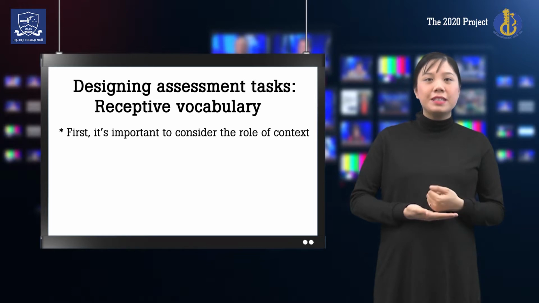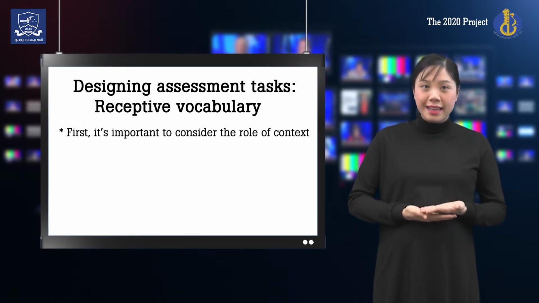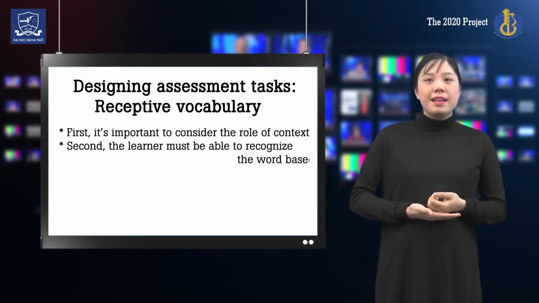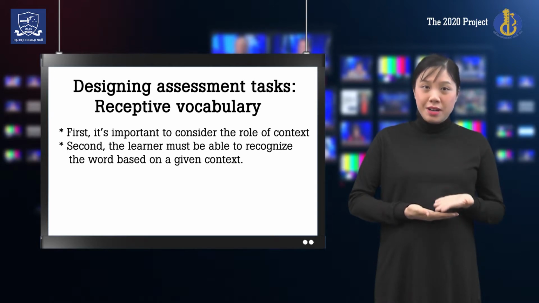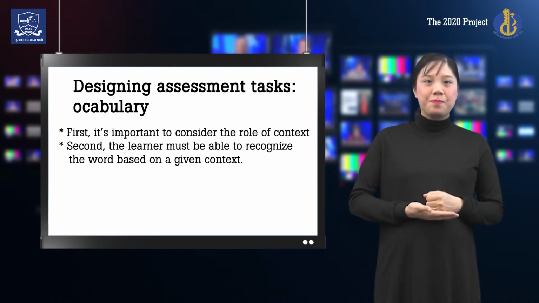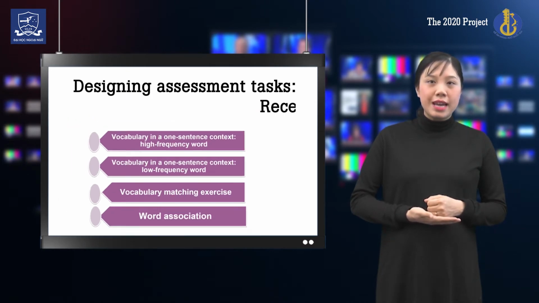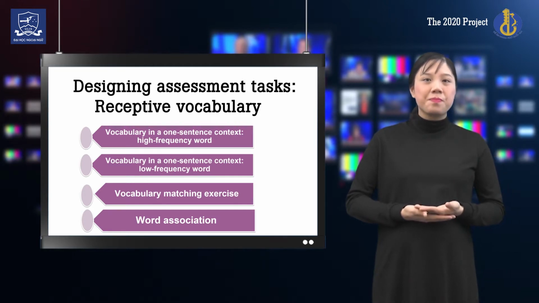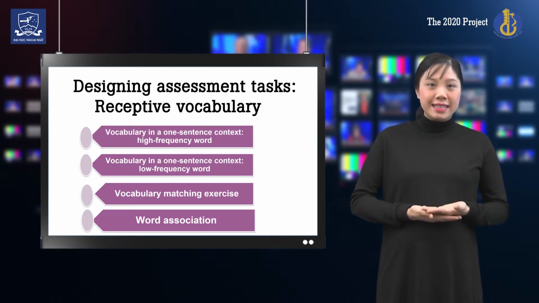First of all, it is important to consider what role the context plays in the test item. One function of the context is to indicate a specific meaning of a high-frequency word. Second, the learner must be able to recognize the word based on a given context. Examples of tasks to test receptive vocabulary can be seen in the following exercise types. Vocabulary in a one-sentence context, high-frequency word. Vocabulary in a one-sentence context, low-frequency word.